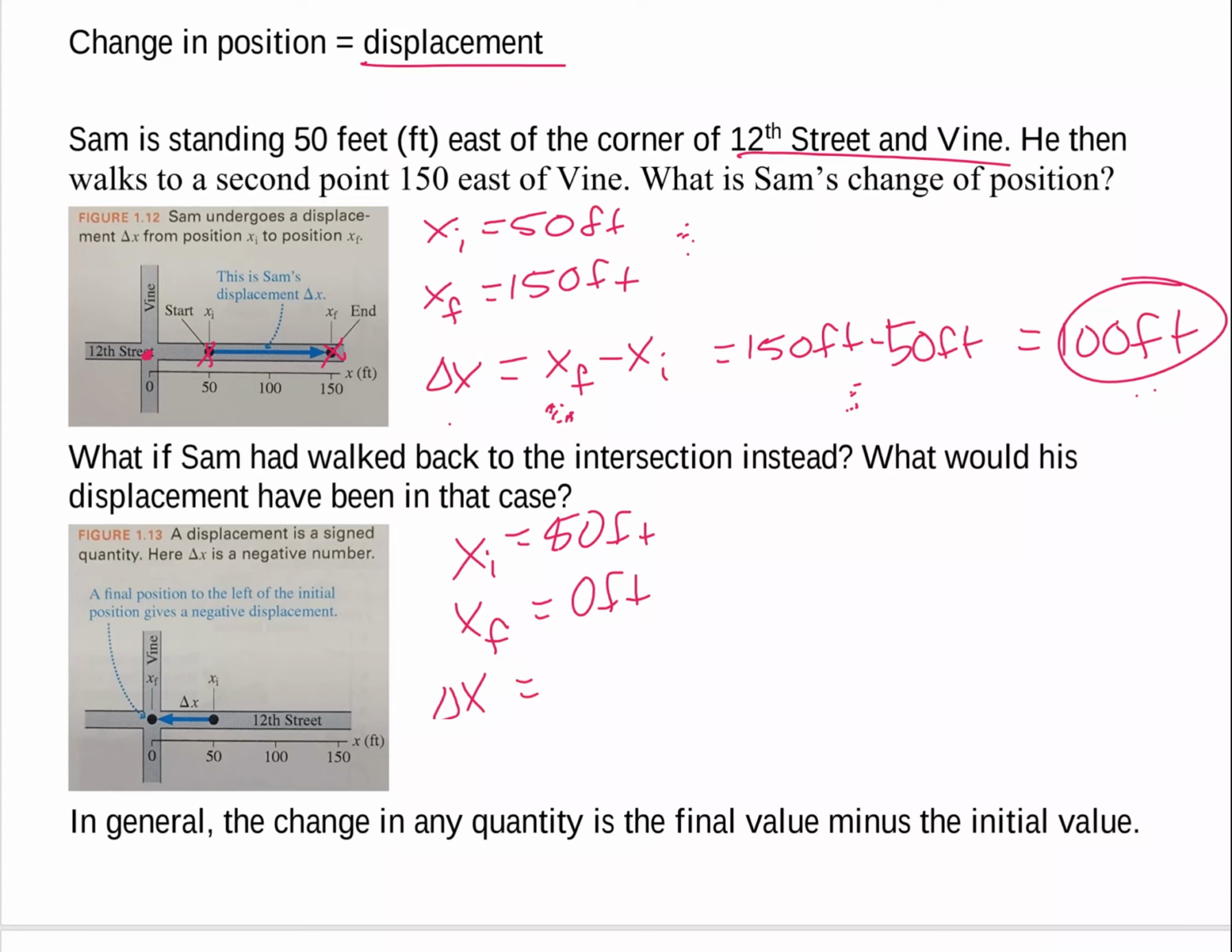Delta x equals x sub f minus x sub i, equals 0 feet minus 50 feet, equals negative 50 feet.